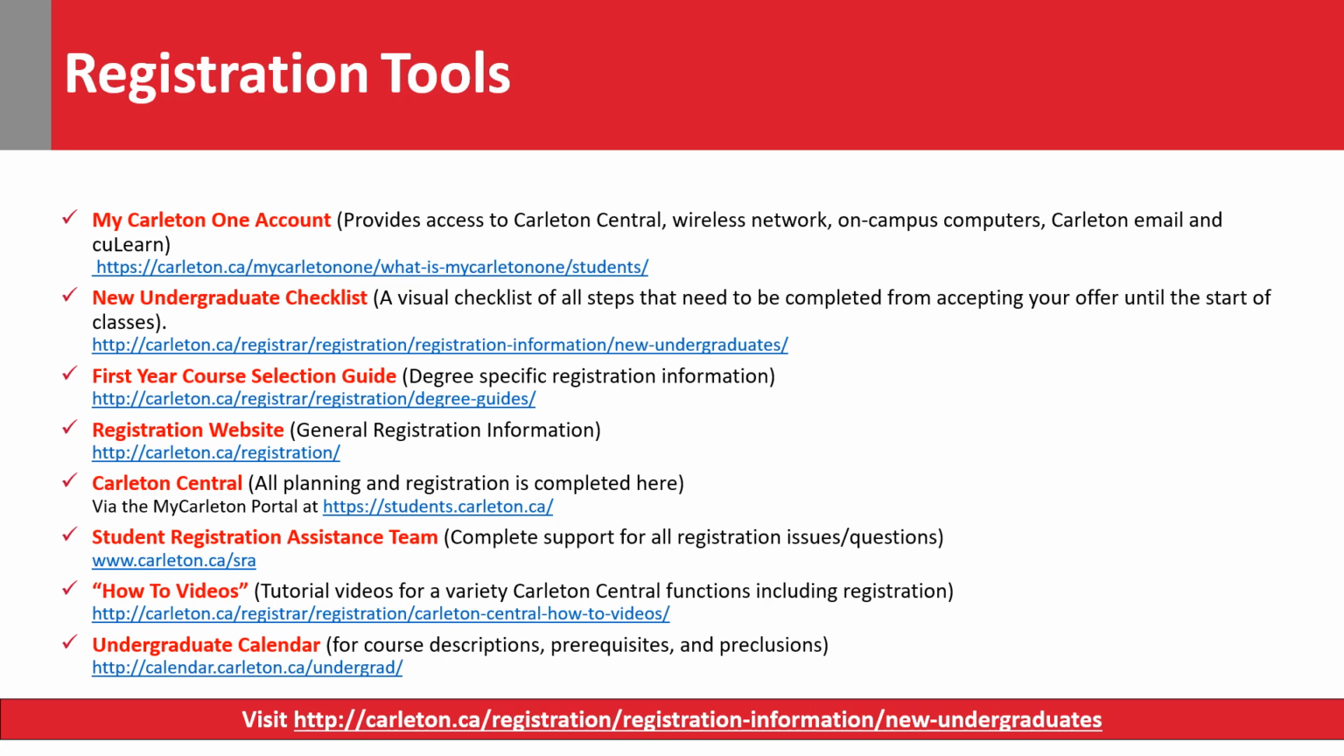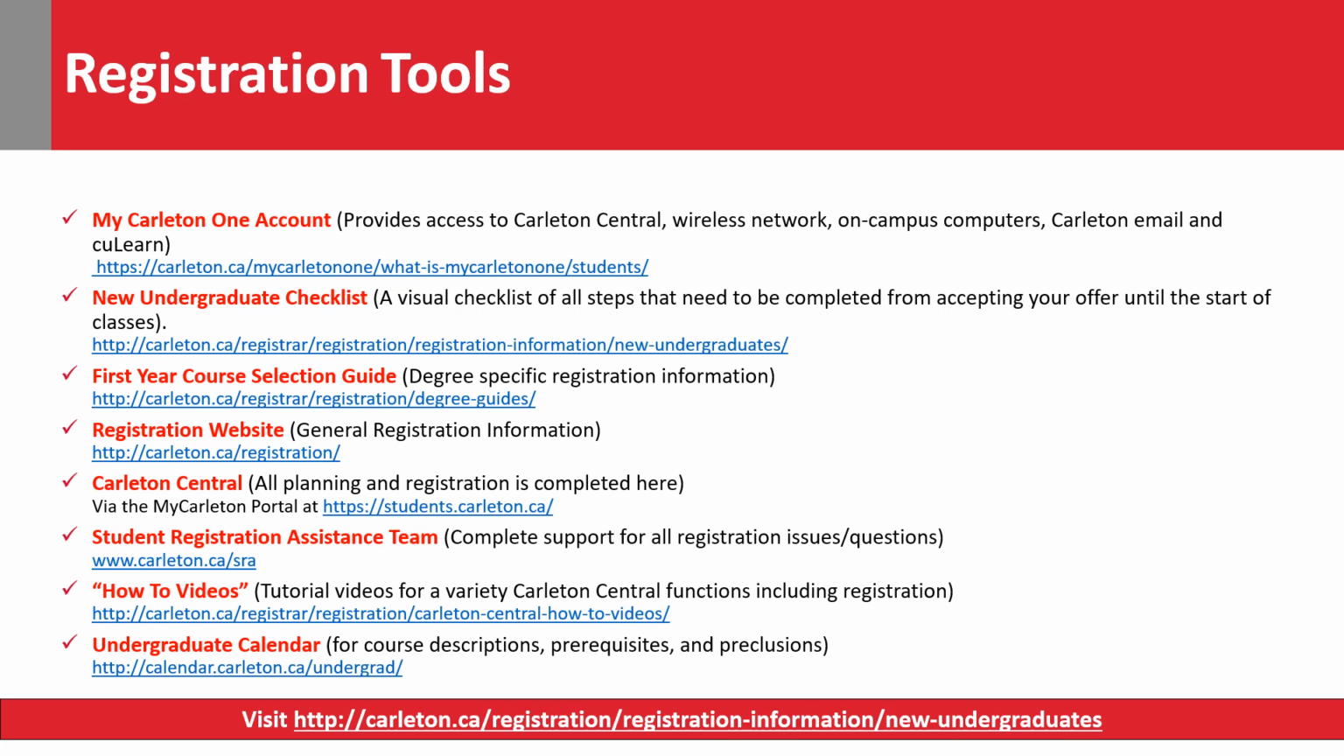You can review the new undergraduate checklist, which provides you with all the steps that need to be completed from accepting your offer until you begin classes in September. We strongly encourage you to review the first year course selection guide. This provides you with degree-specific registration information. You can find general registration information on the main registration website.